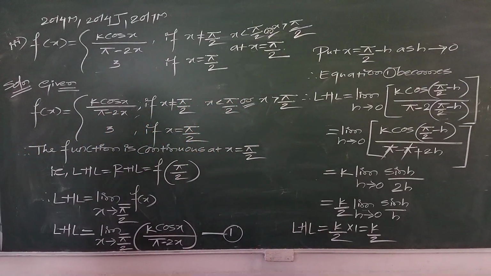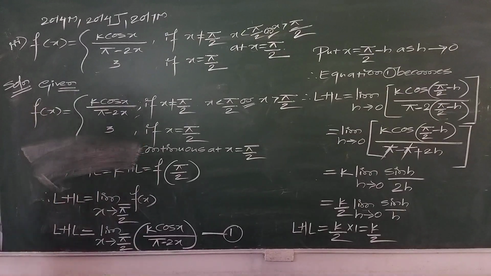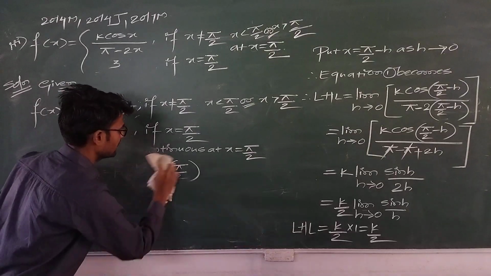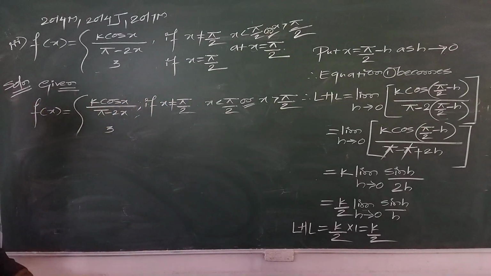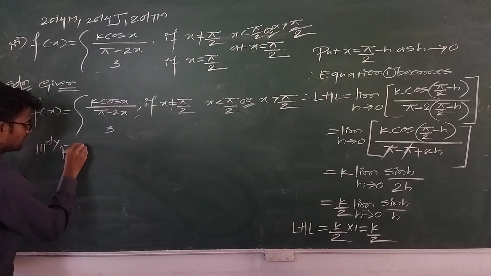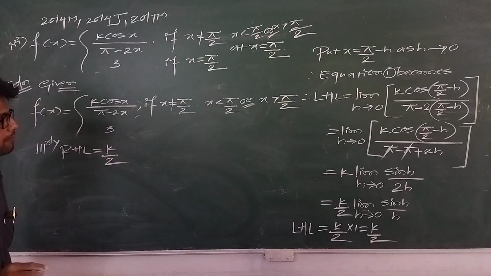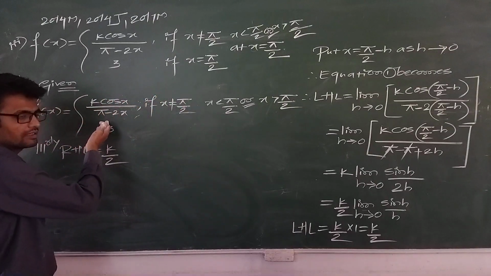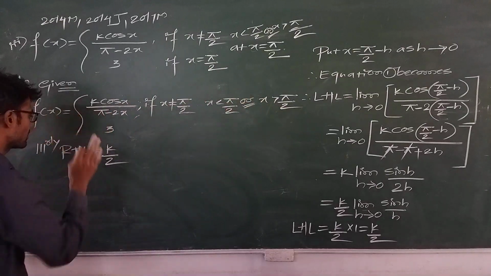So the left hand limit is equal to k by 2. And similarly you get the value of the RHL is also k by 2. Similarly, the value of the right hand limit is also k by 2, because for the value of x less than pi by 2, the function is k cos x divided by pi minus 2x, and for x greater than pi by 2, the value of the function is also the same.